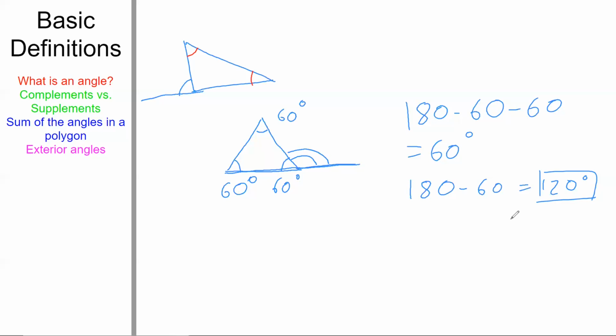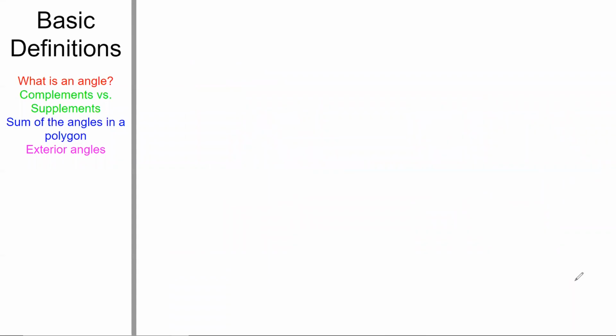And also keep in mind that there can be exterior angles for shapes that aren't triangles too. So for example, if I drew you a pentagon, this right here would also be called an exterior angle. So it looks like that covers basic definitions. Does anyone have any questions? Okay, the first response I got was no, so we're going to move on.